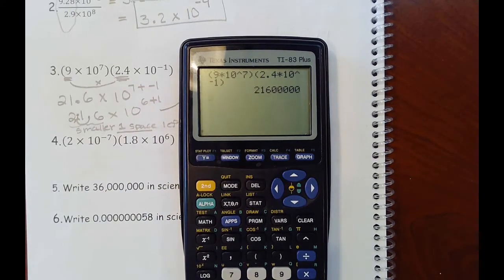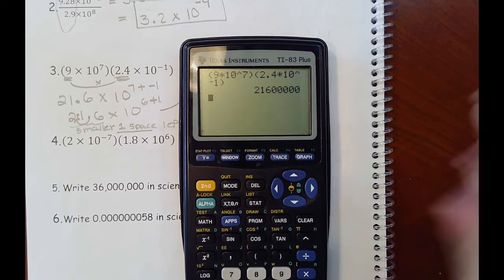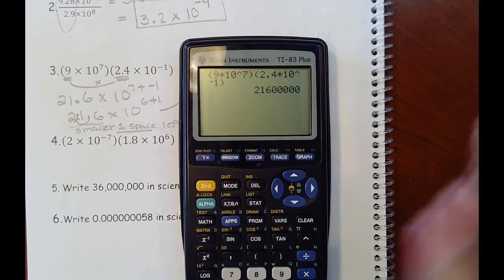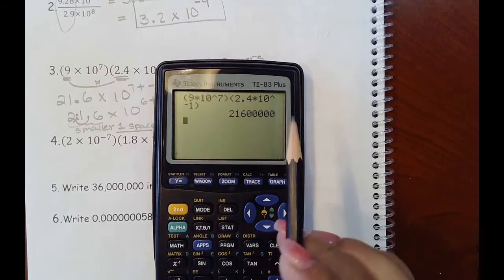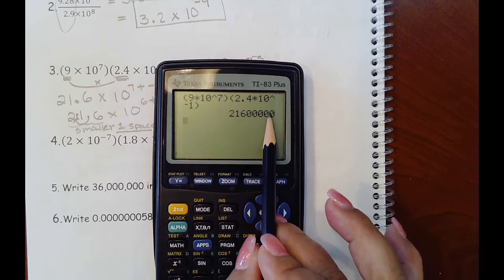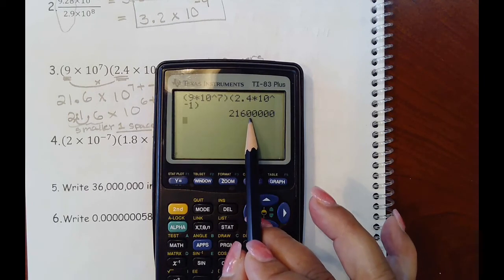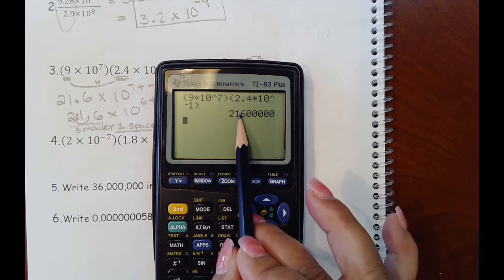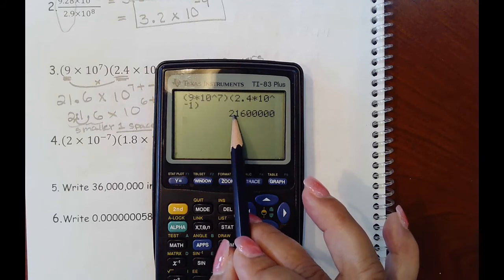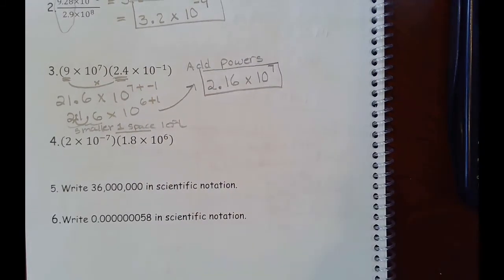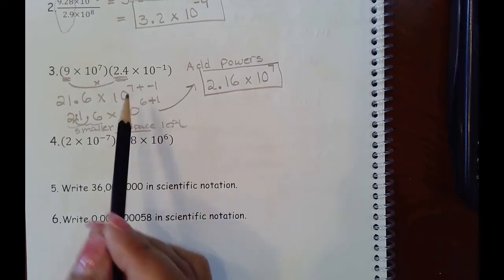See, it gives you something that's not in scientific notation. It just gives you the standard form answer. You may be able to set your calculator to give it in scientific notation, but if you were to put this in scientific notation, this would just be 1, 2, 3, 4, 5, 6, 7. 2.16 times 10 to the 7th, which is what we already got. I think it's less work to do that.